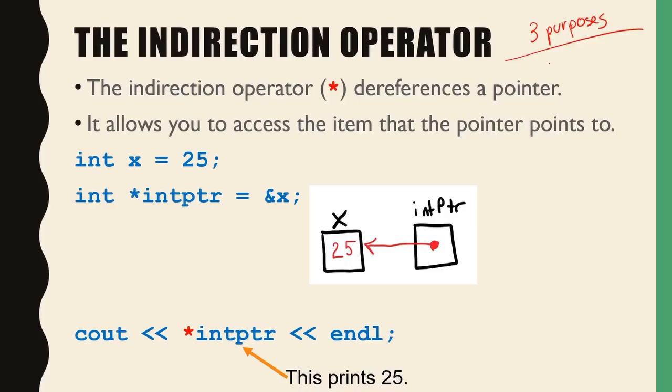You learned the first one a long time ago when you learned about arithmetic operators, and so it is multiplication. I'm going to write three purposes of the star. Okay, one is multiplication, two is to define a pointer, so it's the pointer operator. And the third purpose is on this slide, to dereference a pointer.